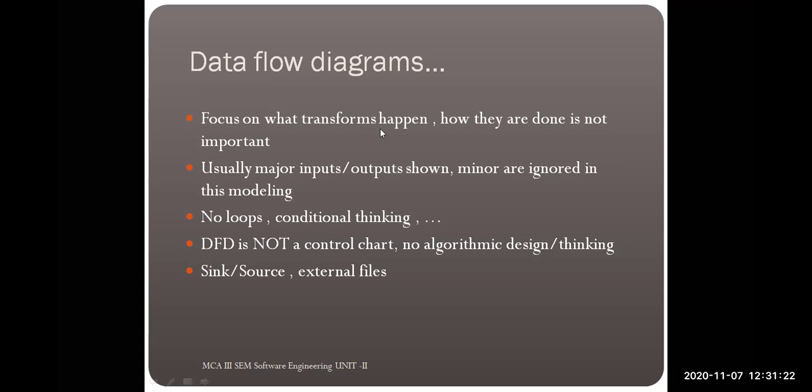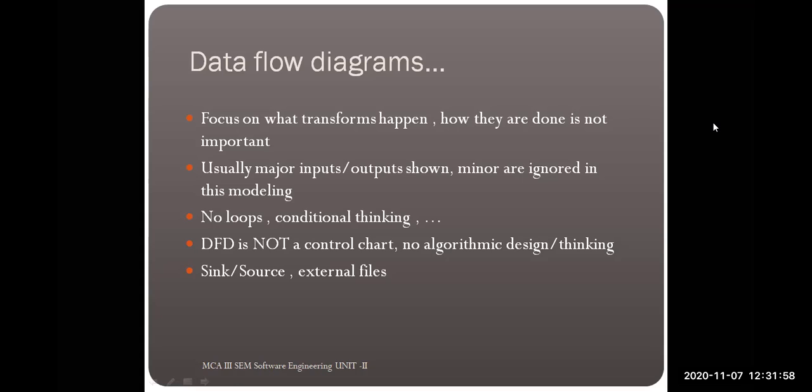The focus will be on the transformation happening, but internal details will not be included. Usually the major inputs and outputs are shown and the minor ones are ignored in this modeling. What sort of inputs are major inputs and what sort of outputs are major outputs depends upon the system and what is important to us. Such inputs will be gathered. Those which are not important will be ignored in this diagram.